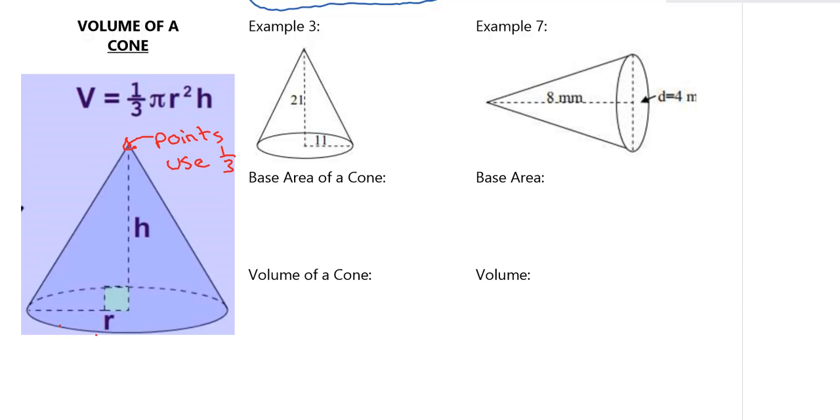So it's the same, right? Pi r squared times height, but it just has the 1/3 in front of it. Our base area of the cone, well, it's a circle. The area of a circle is pi r squared. That's pi times 11 squared, and 11 squared is 121 pi. Remember, we don't type pi into the calculator. And this is just units squared.